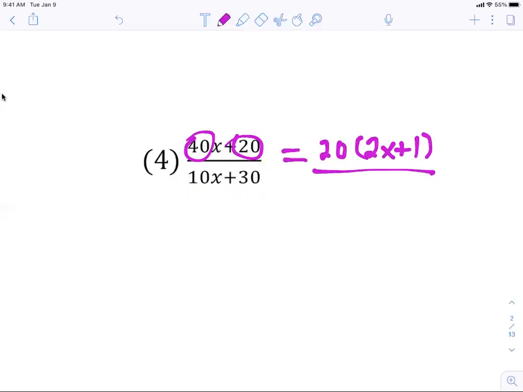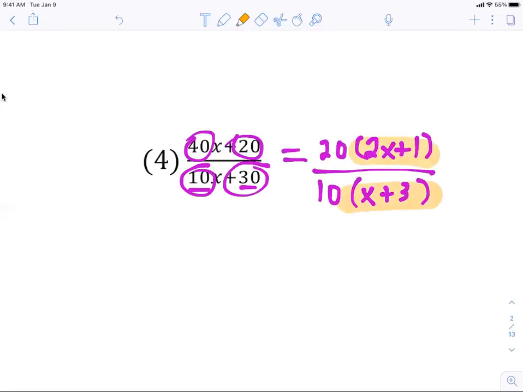Let's do the same on the bottom and see if anything can really cancel out. On the bottom, my greatest common factor out of a 10 and a 30 is going to be 10. So if I divide that out, 10 divided by 10 just leaves me with a 1x. 30 divided by 10 leaves me with a 3. And now let's look to see if we can cancel anything else. Quantity-wise, we can't. This 2x plus 1, there isn't a 2x plus 1 on the bottom. On the denominator, there's an x plus 3, but there's no x plus 3s on top. So those are definitely going to stay.